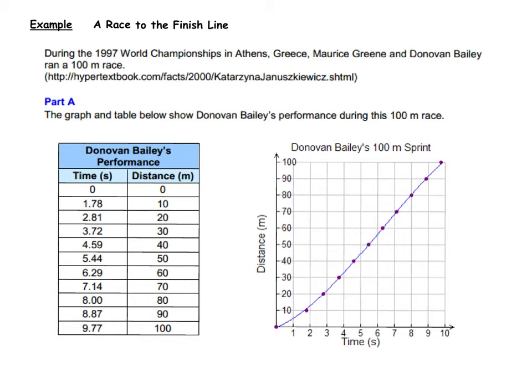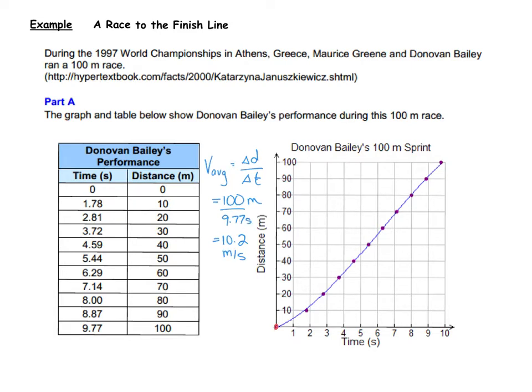Okay, so this graph and this table show his performance during the 100-meter race. We can see from both the table and the graph that the average velocity is going to be the change in distance over the change in time. We can see from the table or the graph that the distance he traveled is 100, just put the units there, meters, so that you have it. And he did that in 9.77 seconds. Okay, so his average velocity was 10.2, let's say, meters per second.